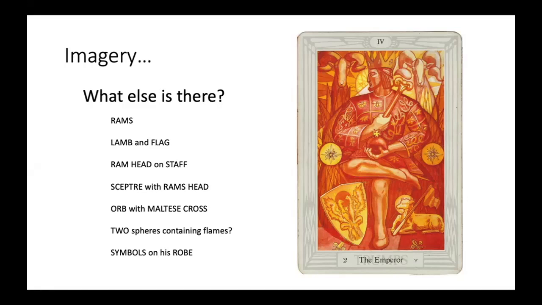And there are two spheres containing flames. Well, are they flames or are they something else? And all the symbols on his robe. These are things to notice. Make your mind up what they are. When you have a deck of cards, look closely at the deck of cards to see what you find.